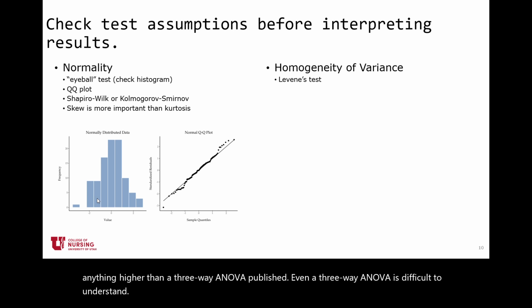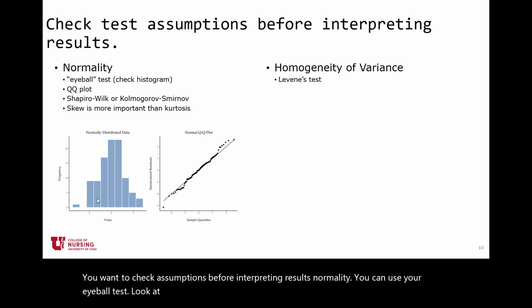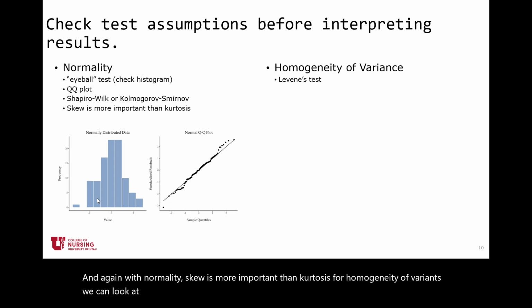You want to check assumptions before interpreting results. Normality: you can use your eyeball test, look at the histogram, QQ plot, or the Shapiro-Wilk or Kolmogorov-Smirnov test. And again, with normality, skew is more important than kurtosis. For homogeneity of variance, we can look at Levene's test.